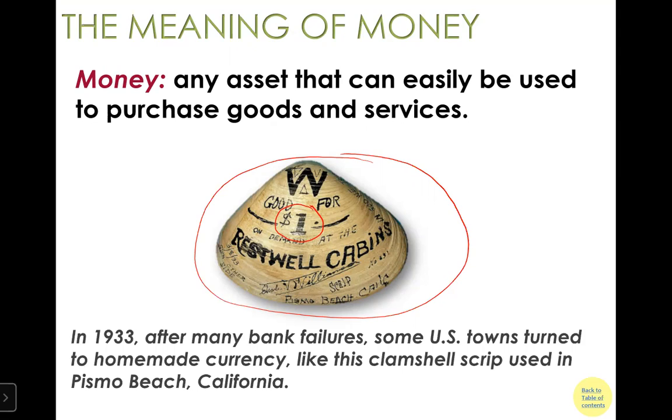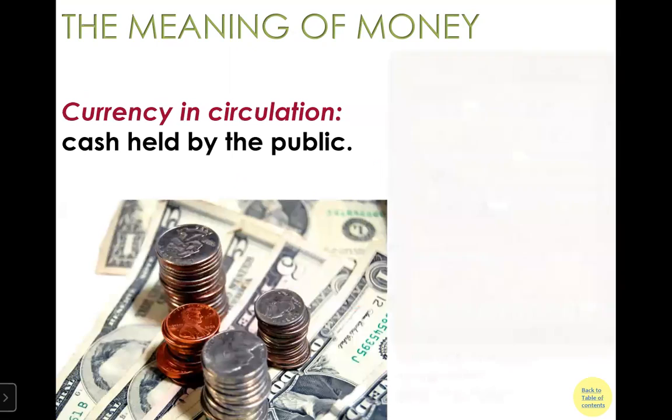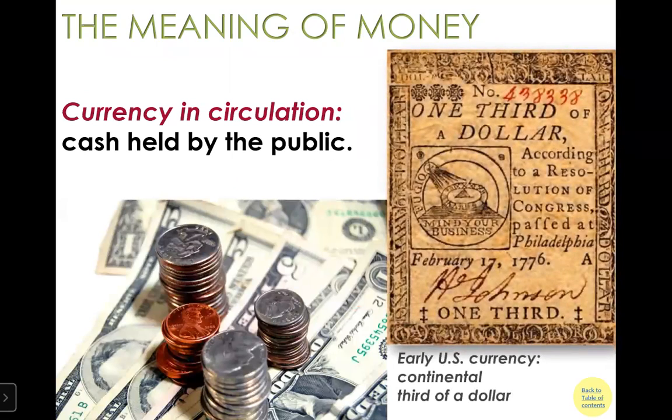But that just gives you a definition of money. A related concept to money is called currency in circulation. That's essentially cash held by the public, right? Like this background picture shows. But at different times, we have different currency in circulation, right?